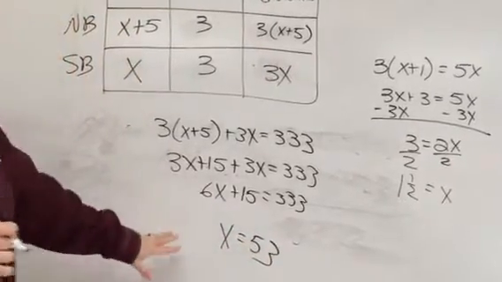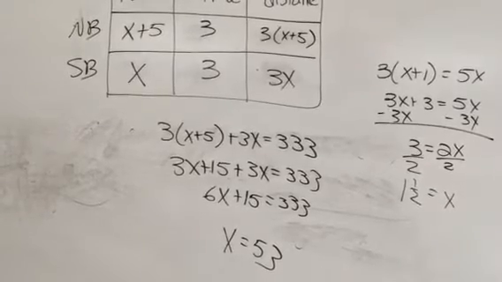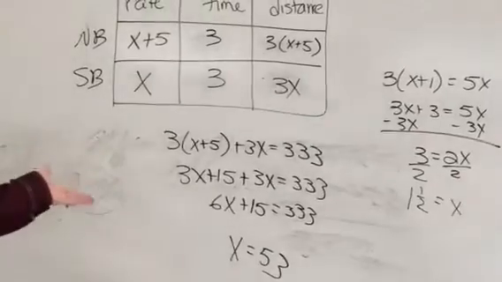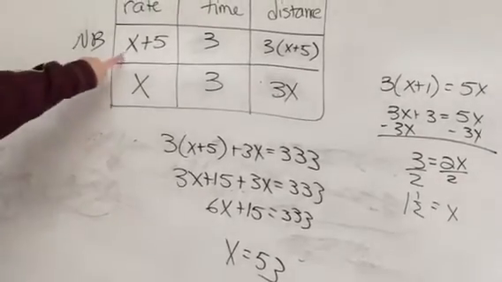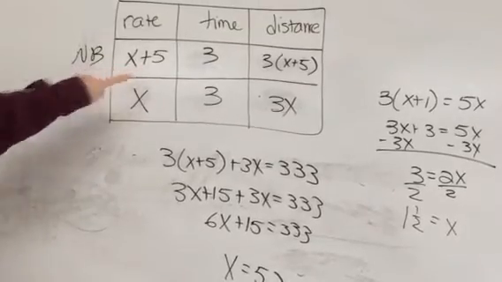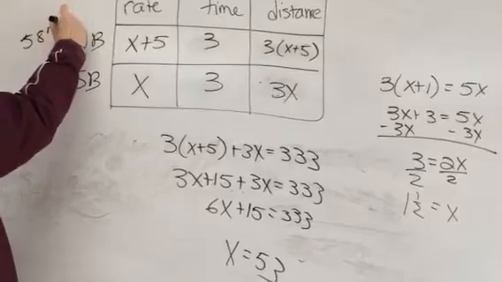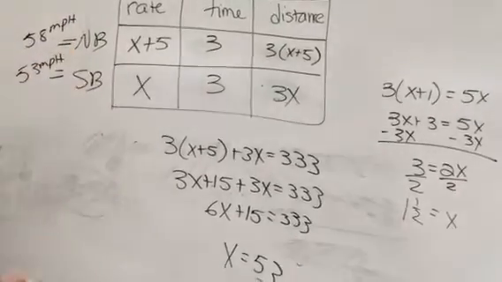So if X equals 53, you have to figure out what the rate is that these guys are going. The southbound rate is 53, and the northbound rate is 53 plus 5. So the northbound is going to be 58 miles per hour, and the southbound is going to be 53 miles per hour. And that's the answer.